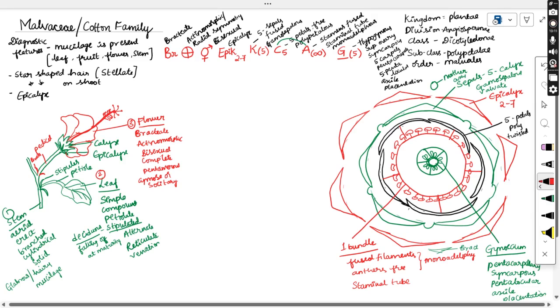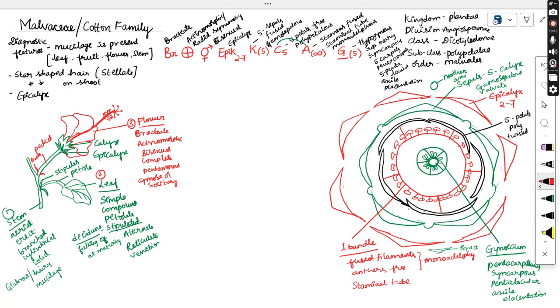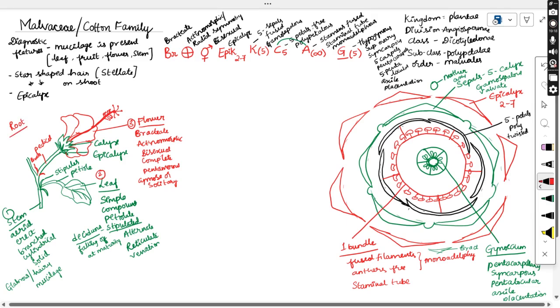And coming to this floral bud, we can draw the floral bud on one side. As they are dicots, they show the taproot system. Coming to the seeds, the seeds are non-endospermic, as it is a dicot. And the fruit of this Malvaceae is called the loculicidal capsule. So this is the fruit of the Malvaceae.